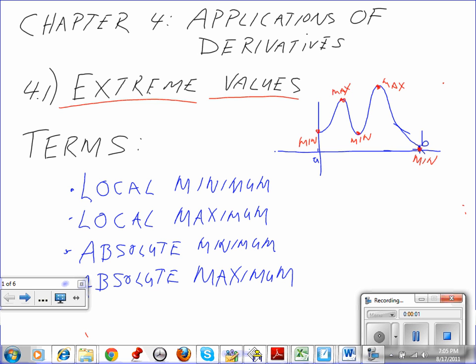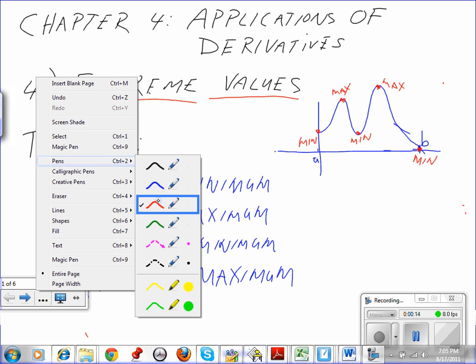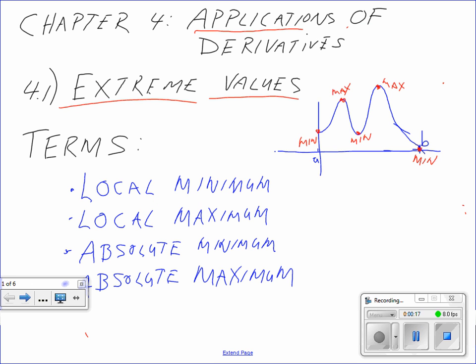Back to our study of differential calculus, and today we begin chapter 4, where we talk about applications of the derivatives. We've studied what a derivative is, how it was defined in terms of limits. We've seen how the derivative gives us the instantaneous rate of change of a function. Now we're going to use that instantaneous rate of change in order to solve some problems.